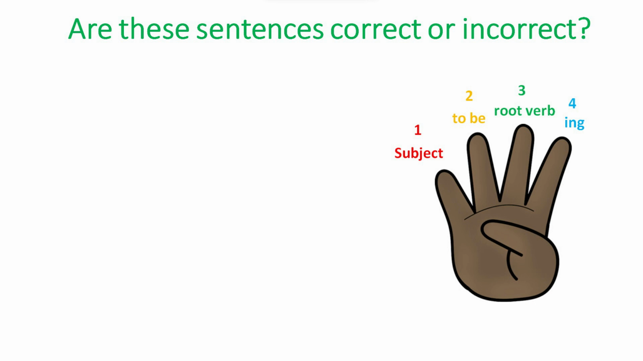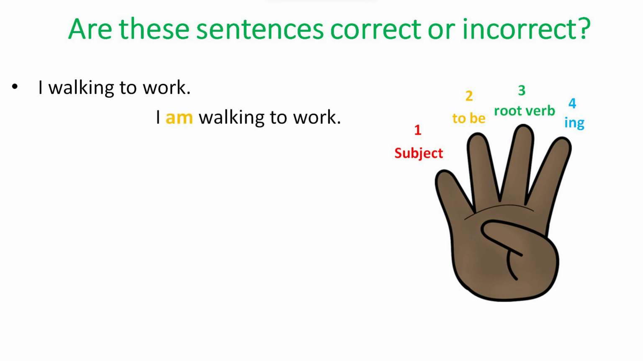Let's test our knowledge. I'm going to show you some sentences, and I want you to think about whether the present continuous tense in these sentences is correct or incorrect. I walking to work. Is that correct? Have we got our 4 things? Have we got a subject, the verb to be, a root verb and ing? No, the verb to be is missing. So the correct answer is I am walking to work.